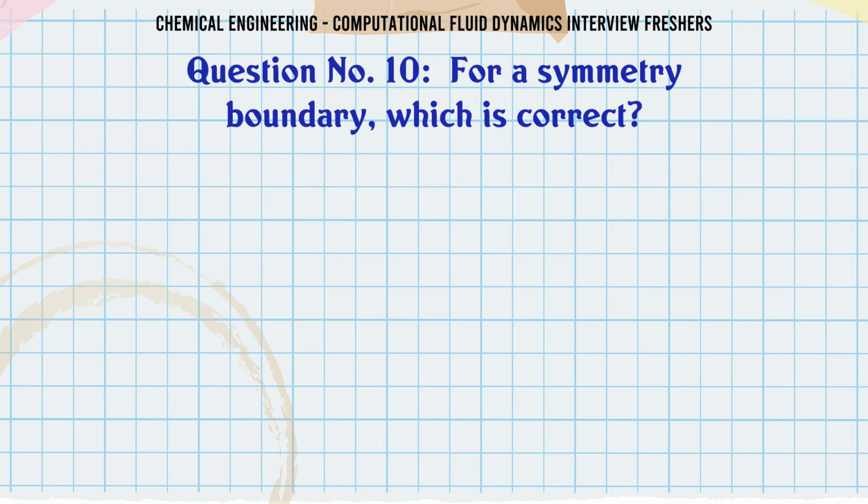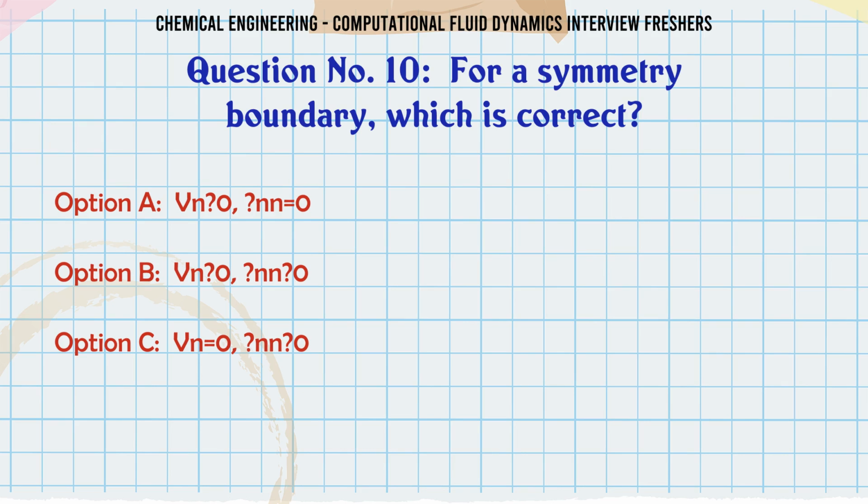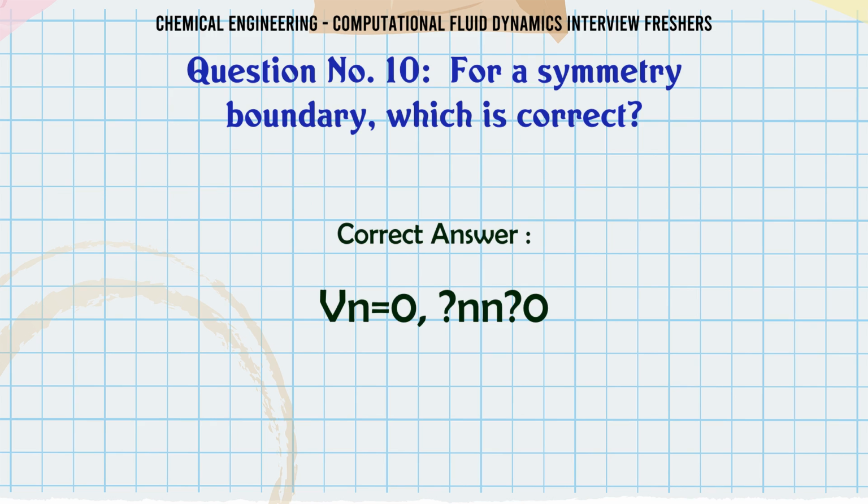For a symmetry boundary, which is correct? A. Vn=0, ∂φ/∂n=0. B. Vn=0, ∂φ/∂n=0. C. Vn=0, ∂φ/∂n=0. D. Vn=0, ∂φ/∂n=0. The correct answer is Vn=0, ∂φ/∂n=0.